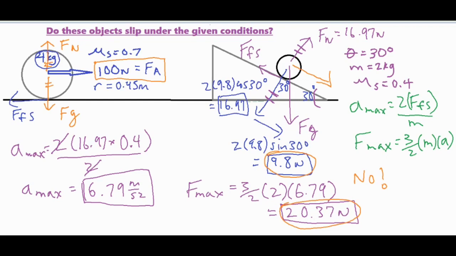So those two problems are pretty similar. The second one has a little bit more work because you have to break out some more components to find the normal force and the force of gravity parallel to the ramp. But I hope that was helpful to you.